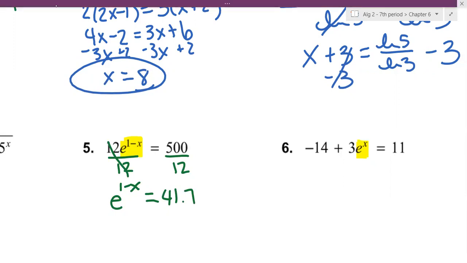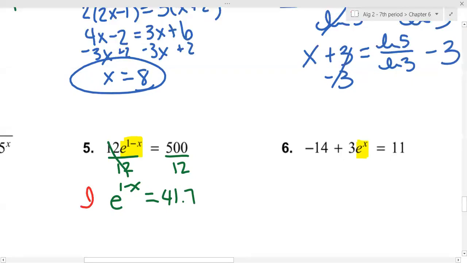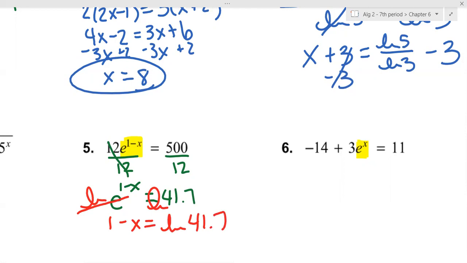Now I would want to natural log both sides. That's one way to look at this. My natural log and my e are actually going to cancel out. We learned that in the last section. So I would be left with 1 minus x equals the natural log of 41.7. And then I would subtract 1 from that.